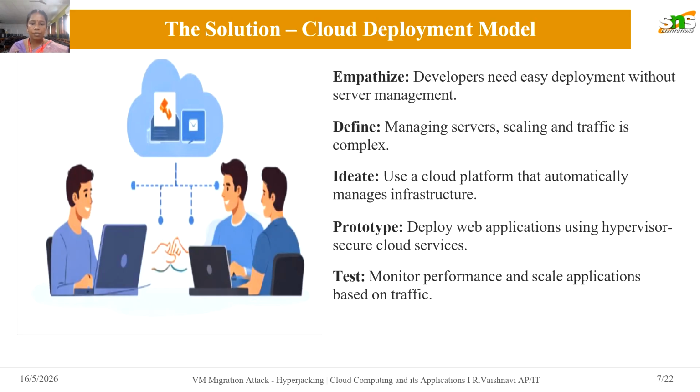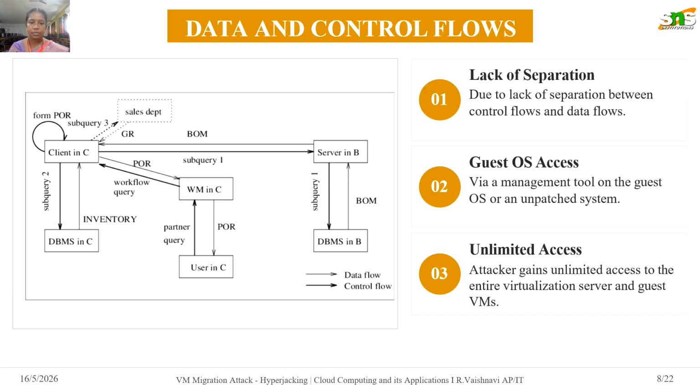So we go with the solution. We have five stages, that is empathize, define, ideate, prototype and testing. In empathize, the developers need easy deployment without server management. In the define stage, managing servers, scaling and traffic is complex. And then ideate, we use a cloud platform that automatically manages the infrastructure. In the fourth stage, that is prototype, we deploy the web application using hypervisor secure cloud services. And then the fifth stage will be to monitor performance and scale the application based on the traffic.